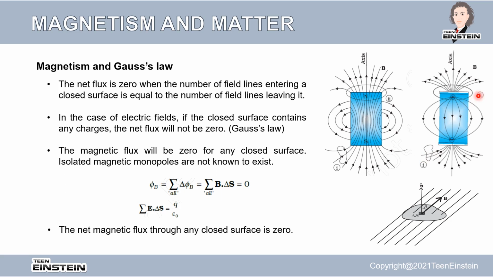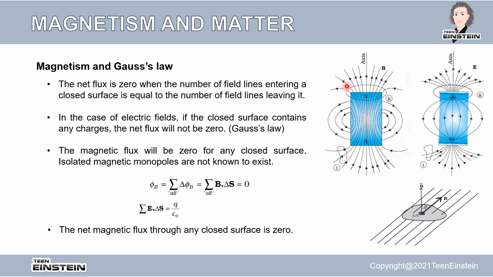But if you look at net flux in 2, the number of field lines coming out is much more than the number of field lines going in, because there are no field lines going in, all the field lines are coming out because there is only one positive charge inside. So in this case, the net flux is not 0. So this is from Gauss's law.